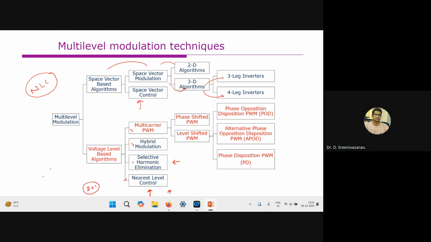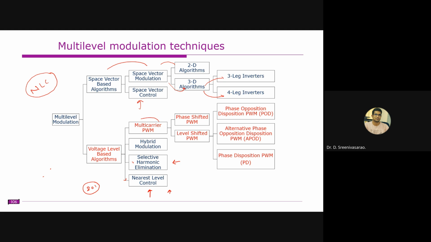Whereas this hybrid modulation technique is normally used for asymmetrical cascaded H-bridge converters. Like if you have a mixed ratio of DC sources, in this case it is preferred.